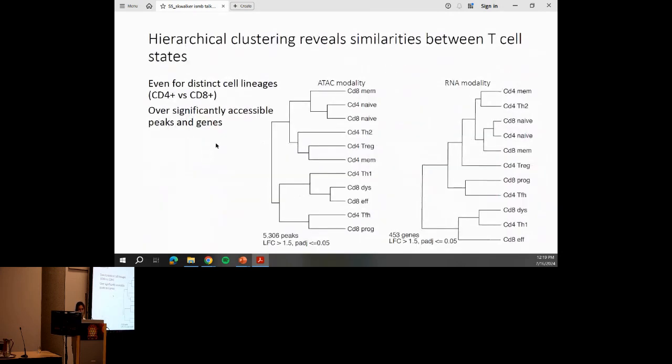We also use hierarchical clustering to show similarities between different T cell states based on both peak accessibility profiles and gene expression patterns. And we can see that, surprisingly, T cells from different lineages can often be more similar to each other than they are to T cells from their own lineage. I want to highlight an example of this, which is the CD4 T follicular helper cell population, which is more similar to CD8 progenitors than to any other cell state.